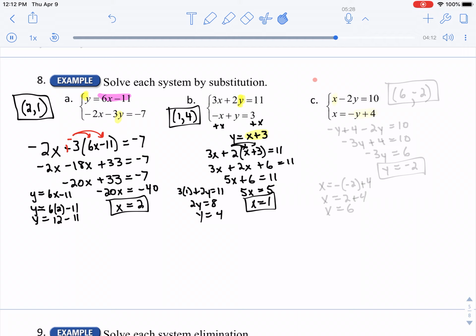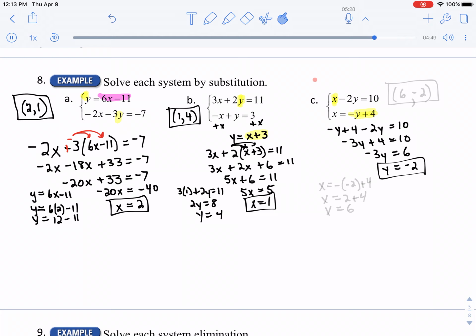C says that x is equal to y minus 4. So this time we're going to take x out of the first equation and replace it with the opposite of y plus 4. So we get a negative y plus 4 minus 2y equals 10. Combine our like terms. Negative 2y and a negative y is a negative 3y plus 4 equals 10. Subtract 4 from both sides. We get negative 3y equals 6. Divide both sides by negative 3 and we get y equals a negative 2. And there's our y value.